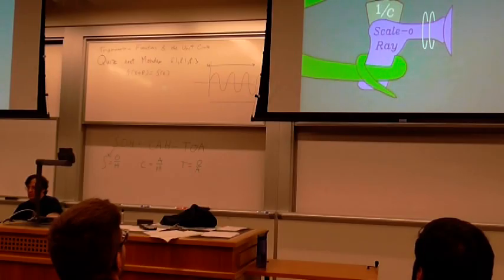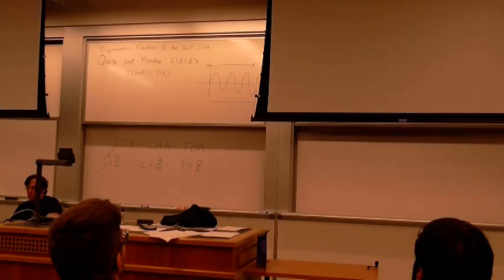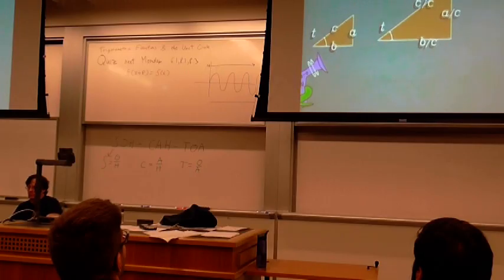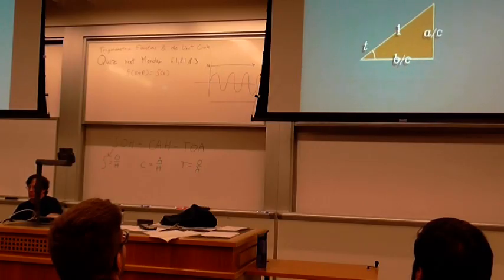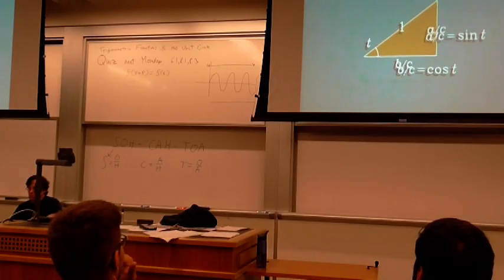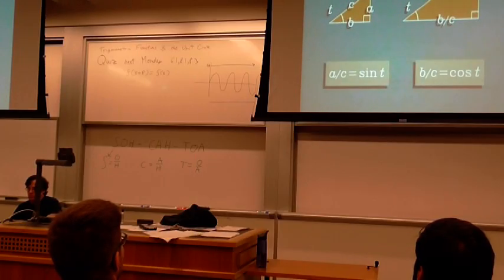Scale a triangle by the particular scaling factor 1 over C. This gives a triangle with a hypotenuse of length 1. Use this as the radius of the circle. Then T is the radian measure of this angle. This point has a vertical coordinate sine T and a horizontal coordinate cosine T. But these are just the lengths of the other two sides of the triangle. This shows that sines and cosines are ratios of lengths of sides of a right triangle.